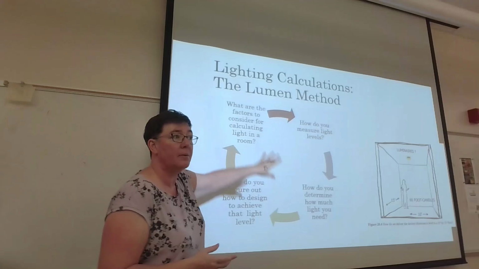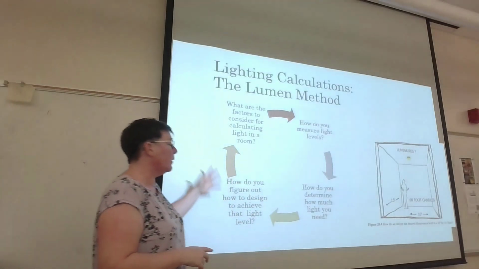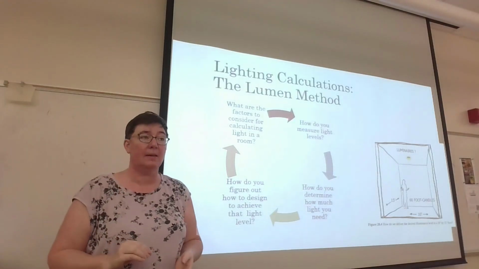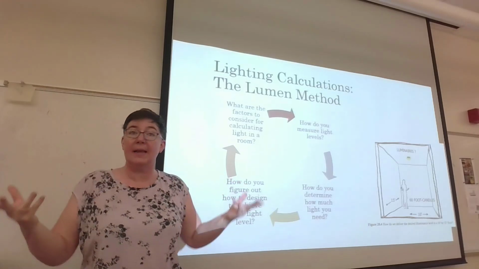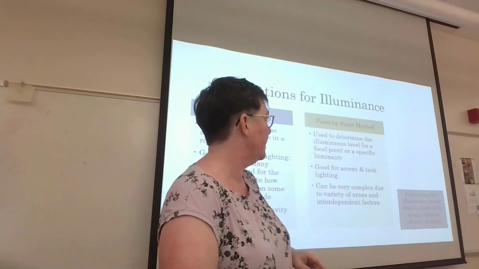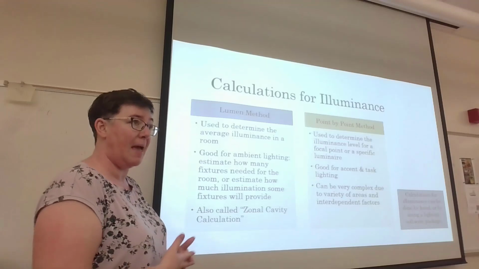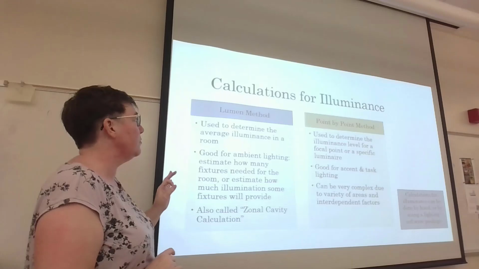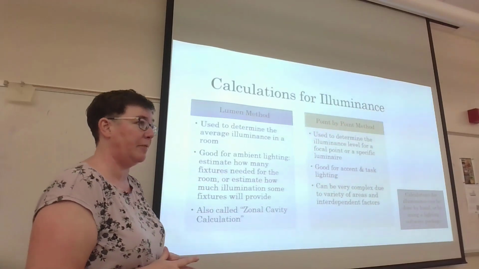We're going to continue with this topic and figure out how we're going to design to achieve that particular light level. Now that we're like, okay, we want this amount of light, how do we get that? That's today's lecture. So we're going to cover two different methods to do lighting calculations. One is called the lumen method, and one is called the point-by-point method.